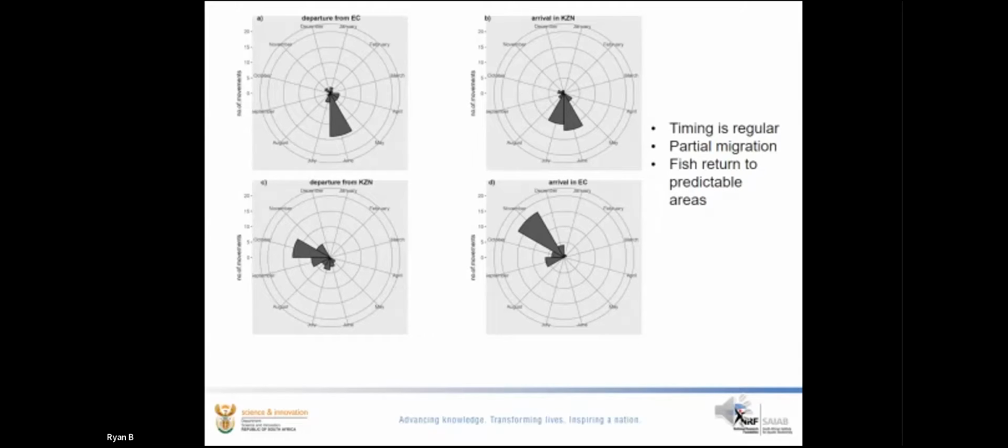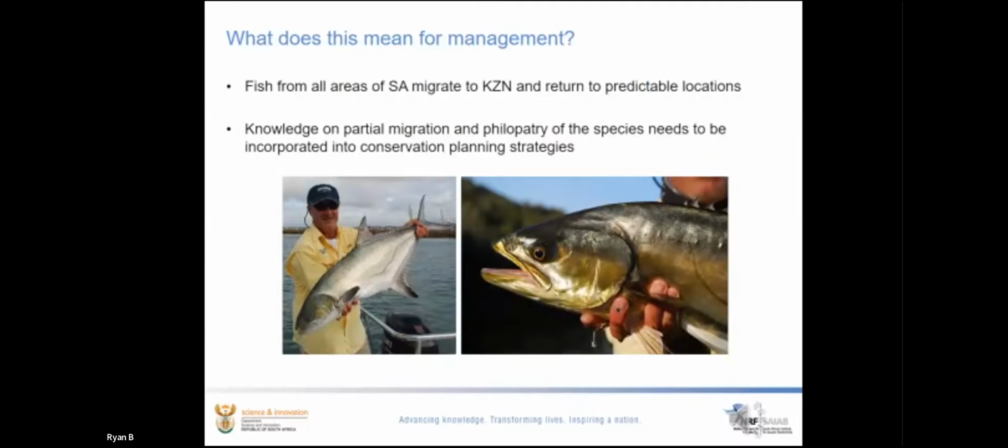Fish also displayed a homing behavior by returning to their tagging locations and surroundings, and we assume the reason behind this behavior was feeding in familiar environments, where they will replenish energy stores and build up gametes for the next season. From the study, we were able to show that fish from all areas migrate to KwaZulu-Natal and return to predictable locations. And also, acoustic telemetry was able to show evidence of partial migration. For this reason, information on partial migration and philopatry needs to be incorporated in conservation planning strategies in order to conserve the species. Thank you.